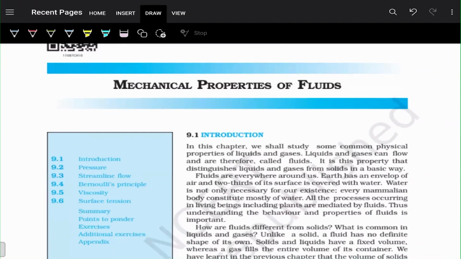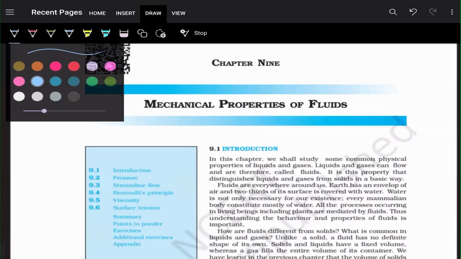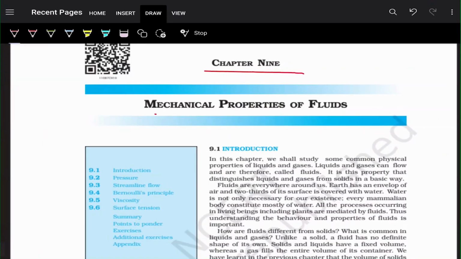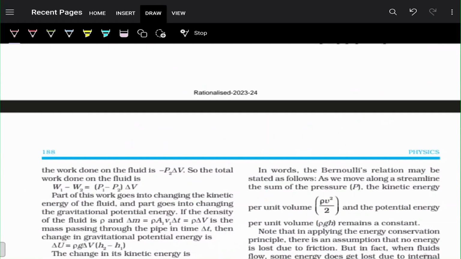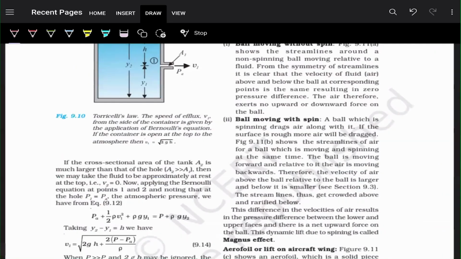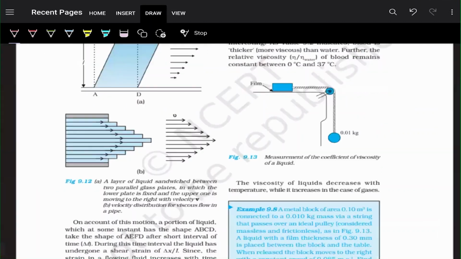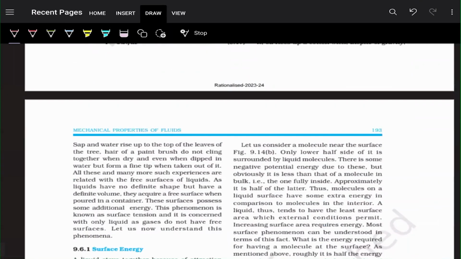What is left for us to discuss in today's class? Surface tension. Okay, so let's discuss surface tension today. We have done speed of efflux, then Torricelli's law, dynamic lift. Last class we discussed viscosity, then Stokes law also, F is equal to 6 pi eta RV. Now, this is surface tension.